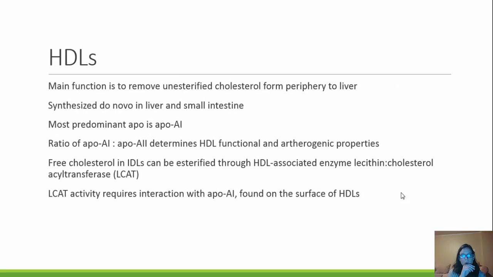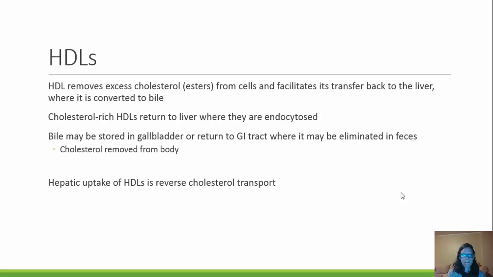Oh, and I should say that ApoA1 is the primary protein mass. It is 70% of HDL, whereas ApoA2 is typically another 20% of the protein mass of HDLs. So HDLs remove excess cholesterol from cells and facilitate the transfer back to the liver, where it's either repackaged back into VLDLs or, most ideally, it's converted into bile.